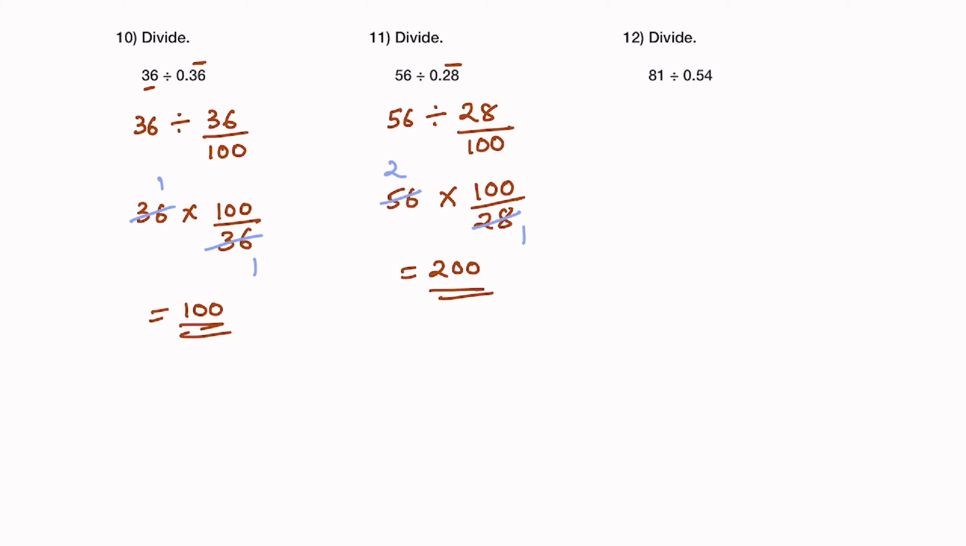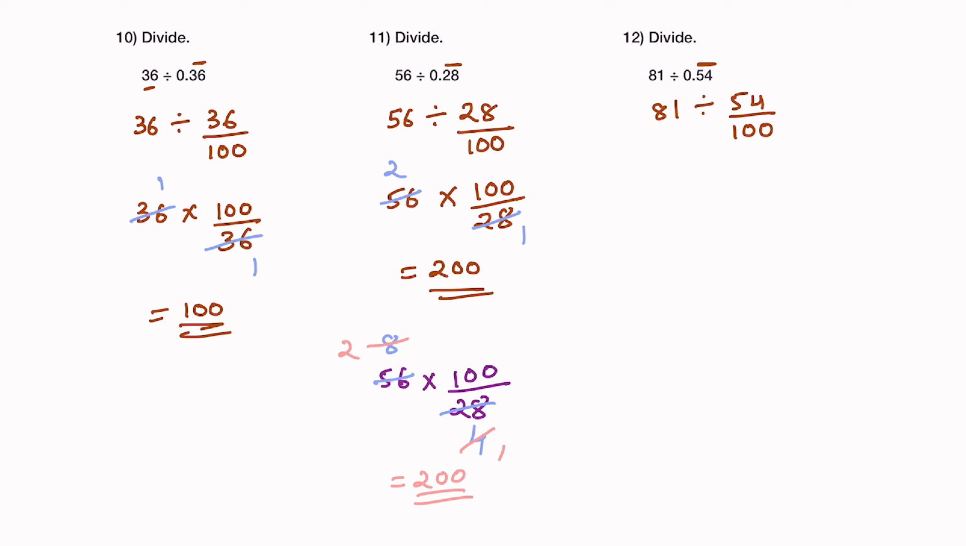Well, if you didn't know 28 times 2 is 56, you could do it the other way. I'll show it here. 56 times 100 upon 28. We know that 7 times 4, and that's 7 times 8, right? And again, we know that 4 times 1 and 4 times 2. So that's exactly 2 times 100. So that's 200.